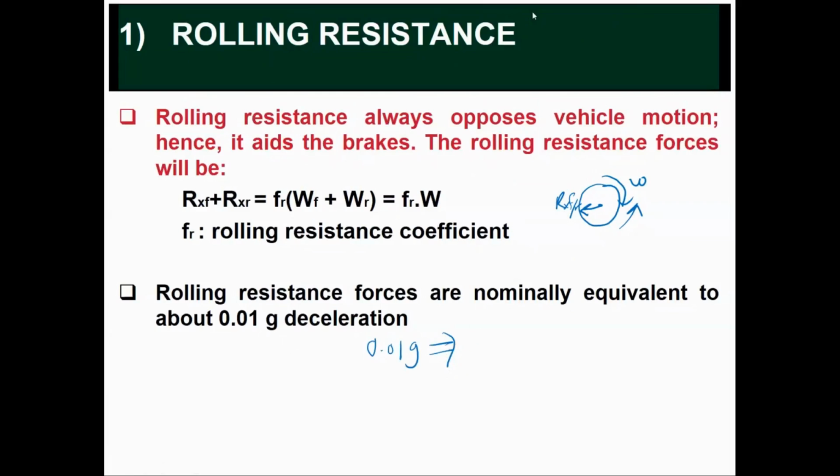0.01 G. So berapa nilai? 0.0981. So 0.01 times 9.81 kan? Itu G dia. Dapatlah 0.009. Salah. Berapa? 0.09.